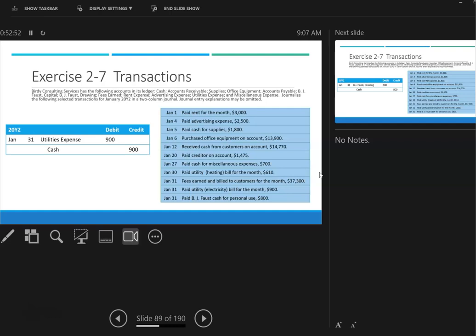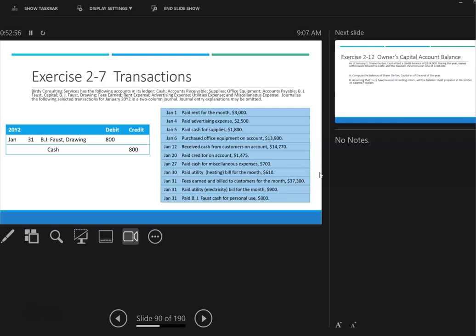And then we paid Faust cash for personal use. That would be a drawing. BJ Faust drawing, $800. Cash is $800. I went through that kind of fast, but is it clicking?